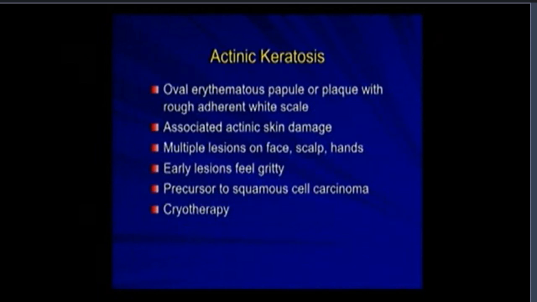Actinic keratosis has erythematous plaques with rough adherent white scales, associated with actinic skin damage and multiple lesions on the face, scalp and hands. And all these are sun exposed areas. So this is where these lesions commonly arise from. And the early lesion may feel gritty, meaning that it's easy to scrape. And it can be a precursor for squamous cell carcinoma, so they need to be treated. Most commonly, the treatment option for this one is cryotherapy, plus other treatment options we're going to touch on at the end of the lecture. And this is one of the typical clinical findings in actinic keratosis.